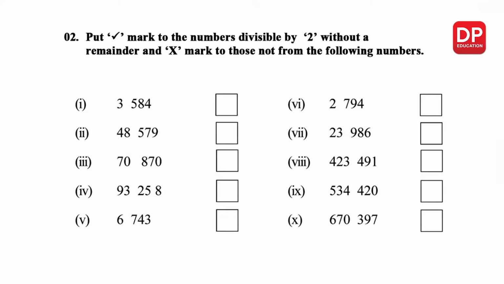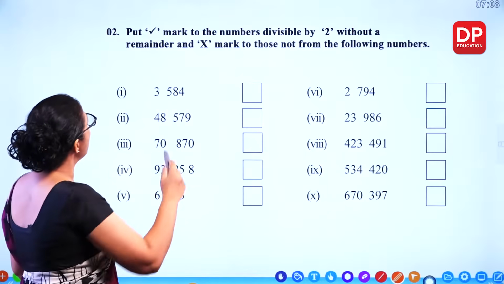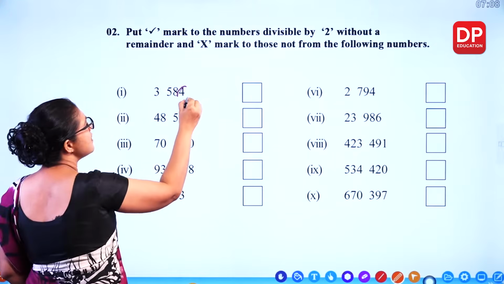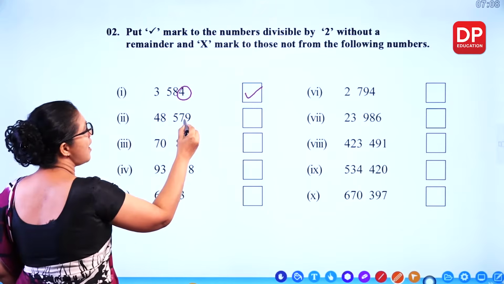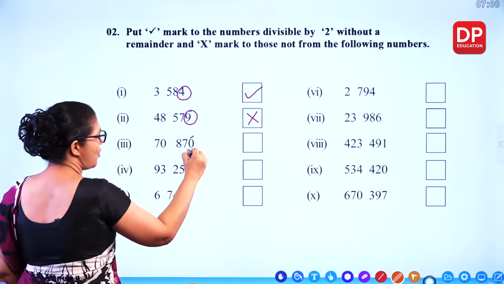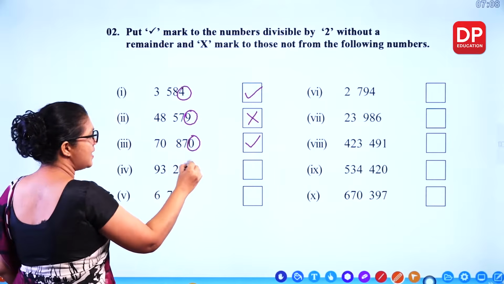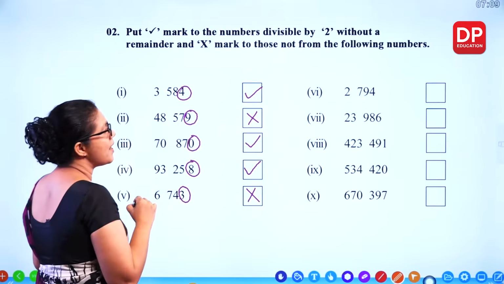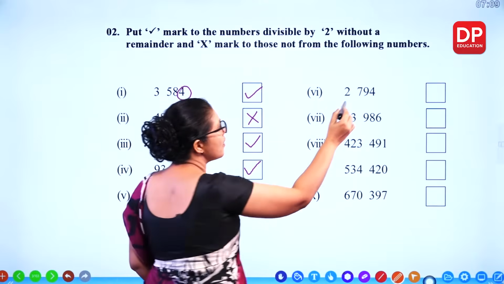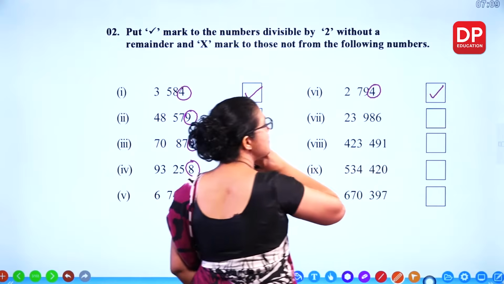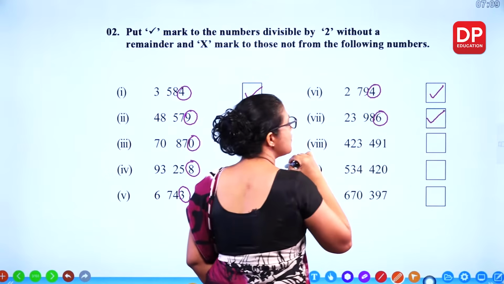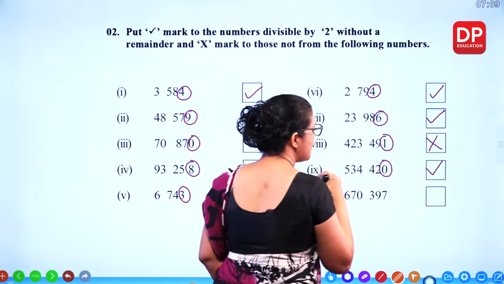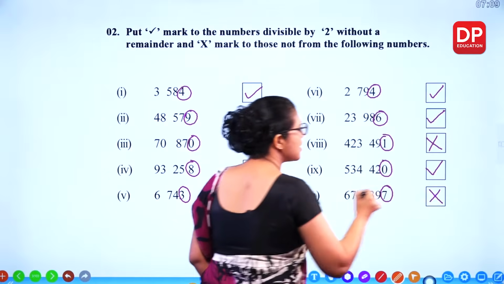Look at these numbers. If it's divisible by 2, you can put a tick mark, and if it's not, you can put a cross. You have to look at the last digit, 4. So it's divisible by 2. 9. Not divisible. 0, yes, it is divisible. 8, even number, yes, it's divisible. 3, no, that's not an even number, it's not divisible by 2. Look at this one, 4, yes, it is divisible. 6, again, it is divisible. 1, not divisible. 0, yes, it's divisible. And 7, it's not divisible.